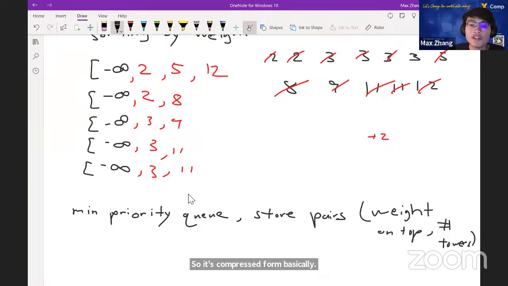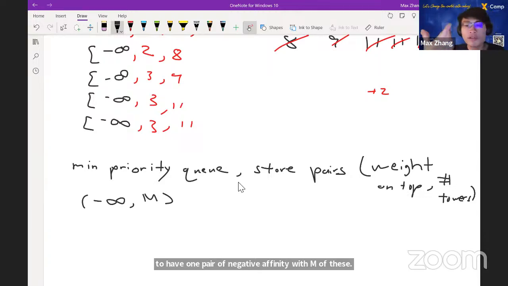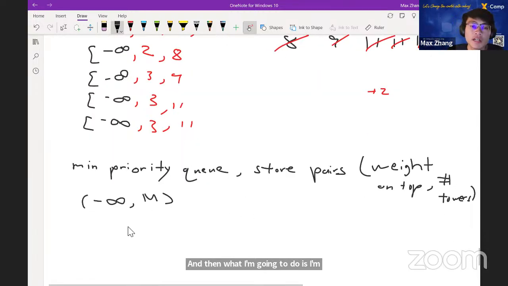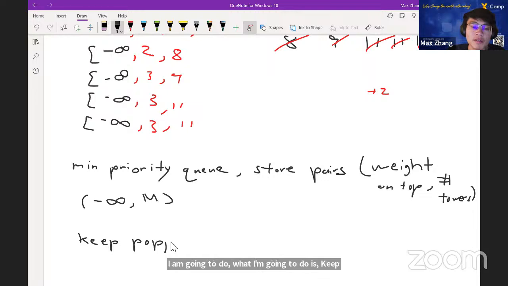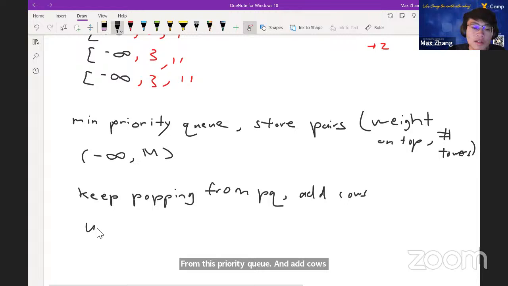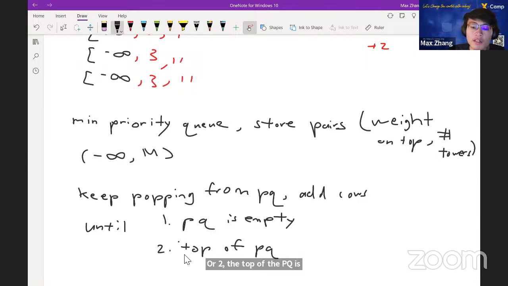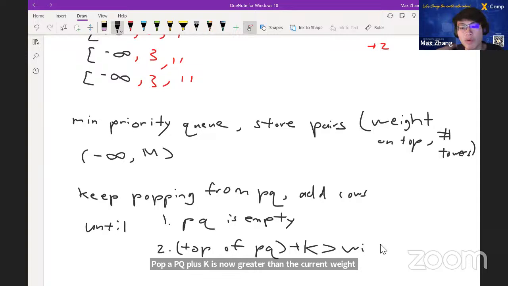I'm going to store this priority queue. Initially, it's just going to have one pair of negative infinity with m of these. And then I'm going to go through each of the distinct weights one by one, and keep popping from this priority queue and adding cows until one of two things happens. Either one, the PQ is empty, or two, the top of the PQ, the minimum weight, top of PQ plus K is now greater than the current weight we're trying to place. So we can no longer place this weight cow anymore.